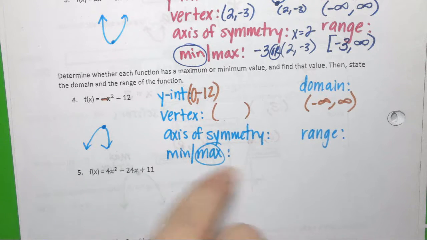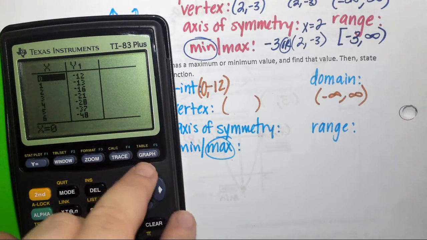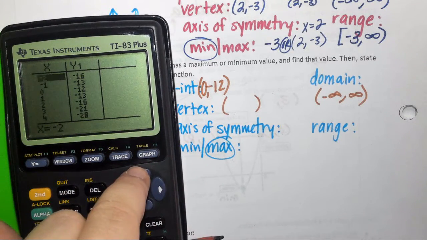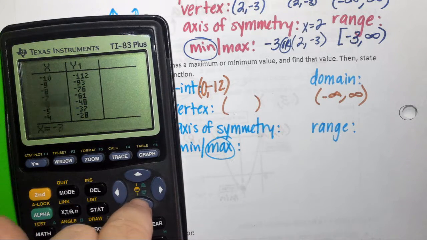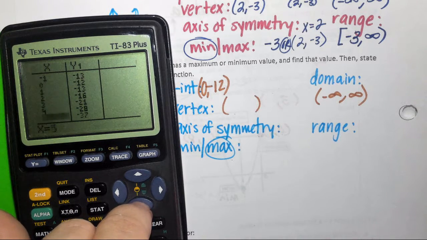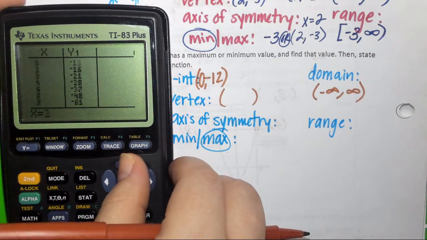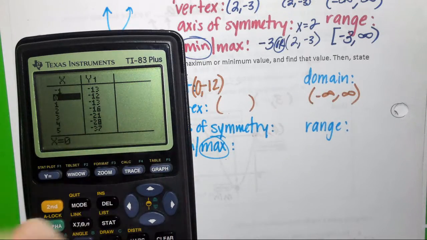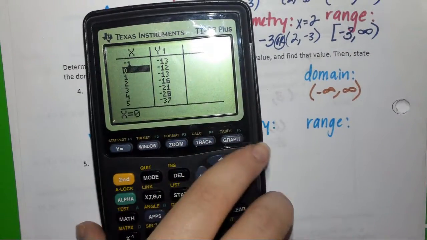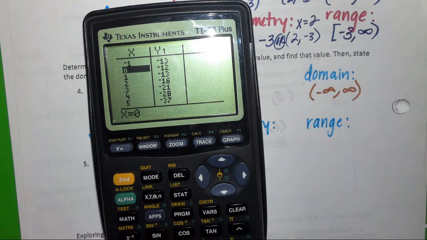Okay, so since Seth said it was max, I'm looking at my table to figure out where is that highest value. I'm looking for the largest number possible. It looks like we're going up, bigger and bigger negatives. Yeah, the biggest I see is 0, negative 12. So, yes, I did zoom fit to make it show, because when you did zoom standard, because that intercepts at negative 12, it's not showing anything.